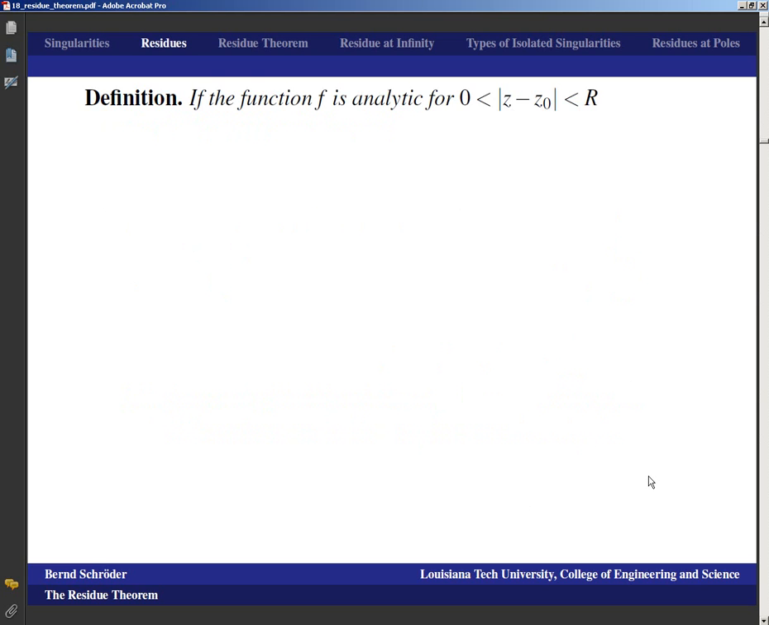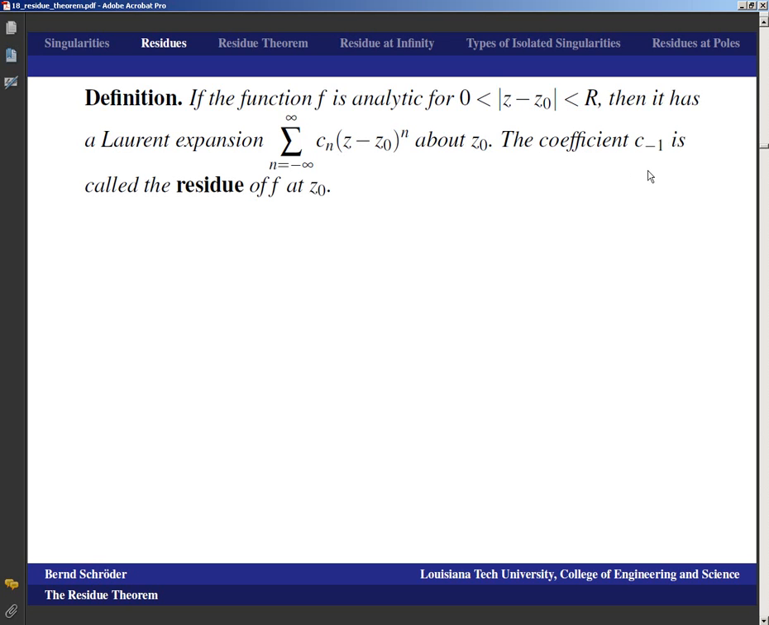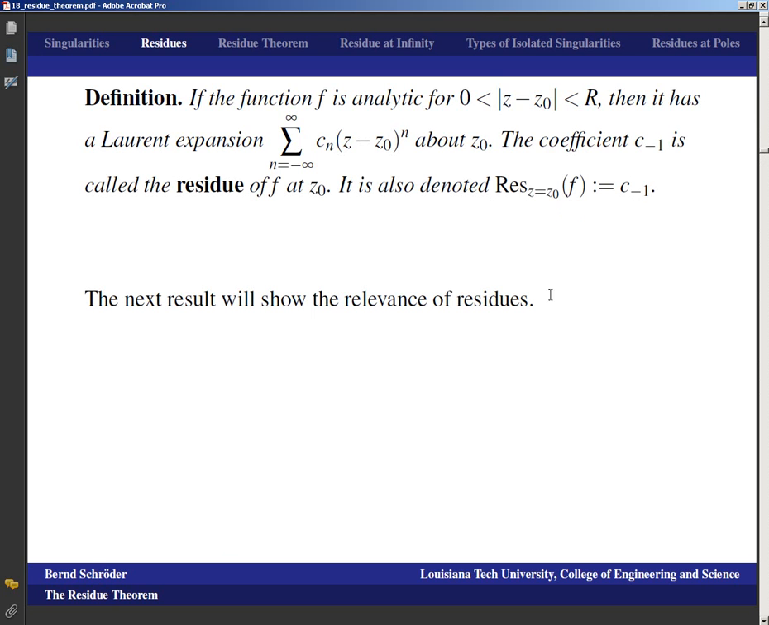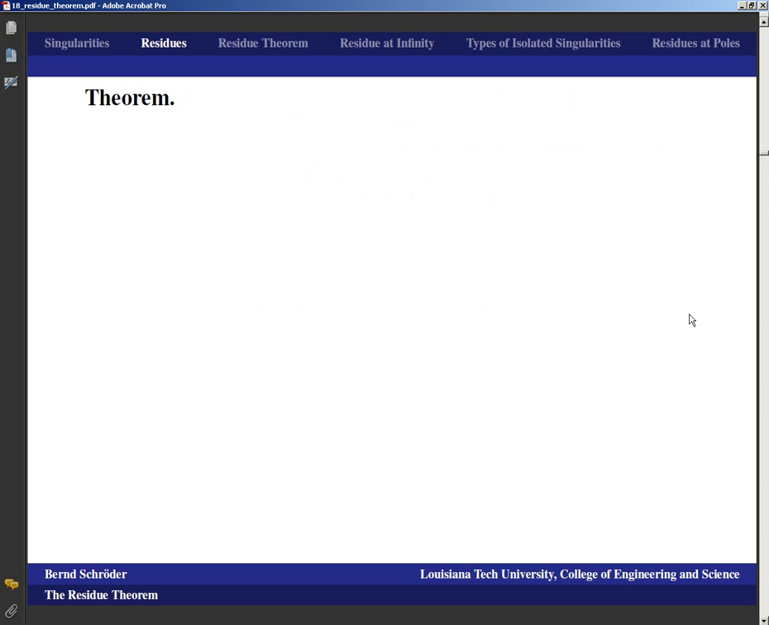Okay. Now, if the function is analytic for 0 < |z - z0| < r, then it certainly has a Laurent expansion about z0, and the coefficient c_{-1} is called the residue of f at that singularity z0. It's also denoted residue at z = z0 of f, and we just denote c_{-1} to be just that expression. And we will see the relevance of the residues in the next result.